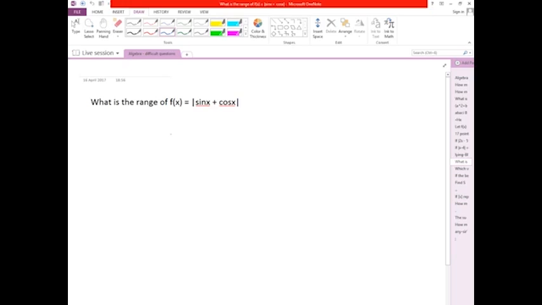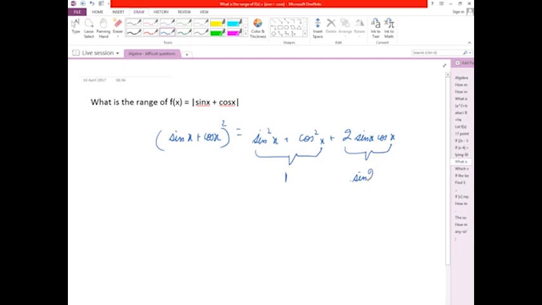The trick here is this. For sin x plus cos x, when you see such an expression, try this thing. When you square it, you get sin square x plus cos square x plus 2 sin x cos x. This is an identity. Sin square x plus cos square x is always 1. 2 sin x cos x is sin 2x. So just by squaring it, you get the expression 1 plus sin 2x.